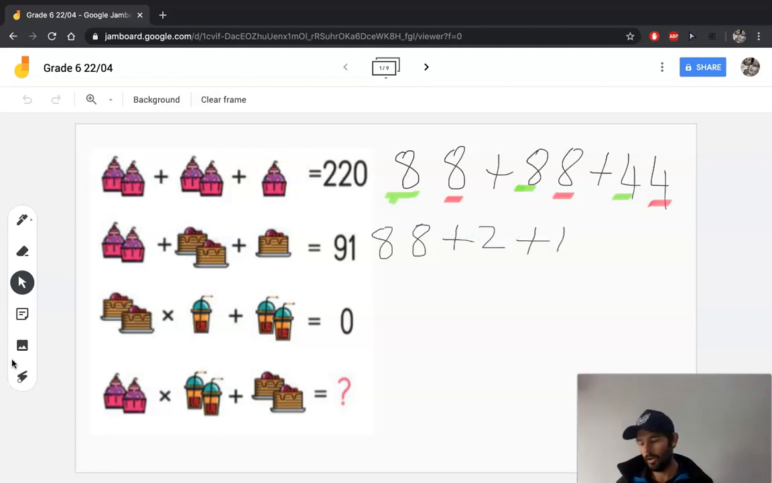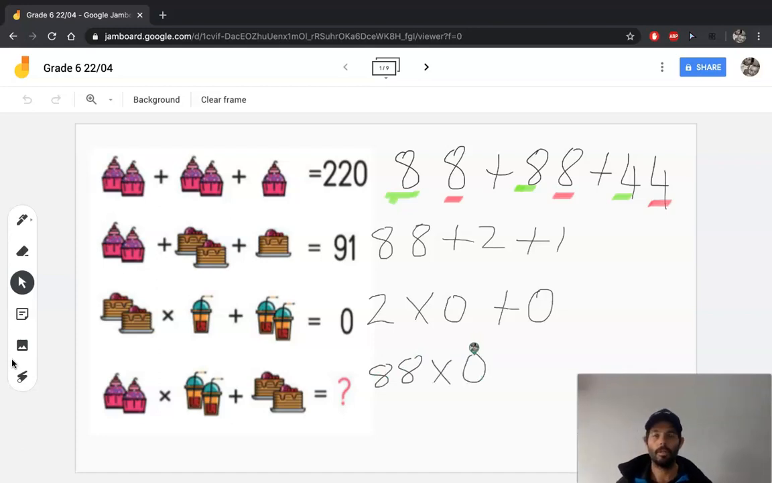Then I know that 2 multiplied by something and then add something equals 0. So I'm going to say 2 multiplied by 0 plus 0 is equal to 0, which indeed it is. And then my cupcakes at the bottom is 88. My 2 smoothies are 0. We know that 88 multiplied by 0 is 0, and I do that operation first because multiply comes before addition, and I need to add 2 on the end, so I know that my question mark's answer is 2. Well done for working through that.